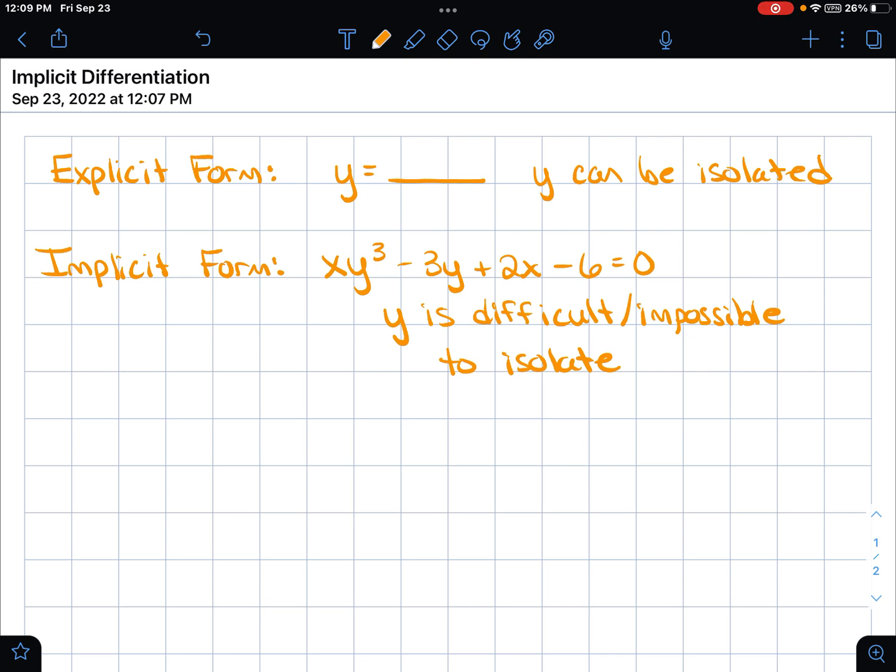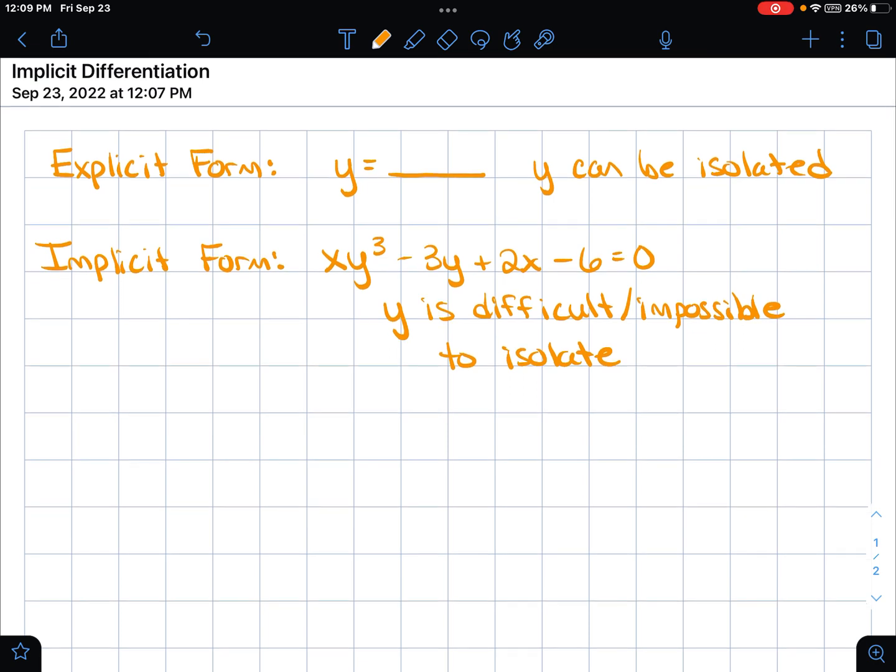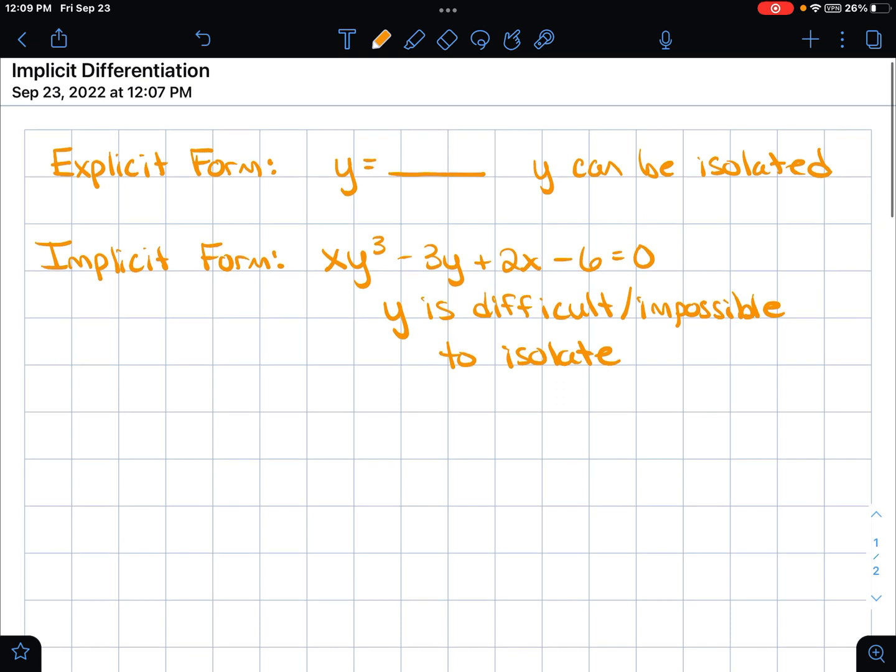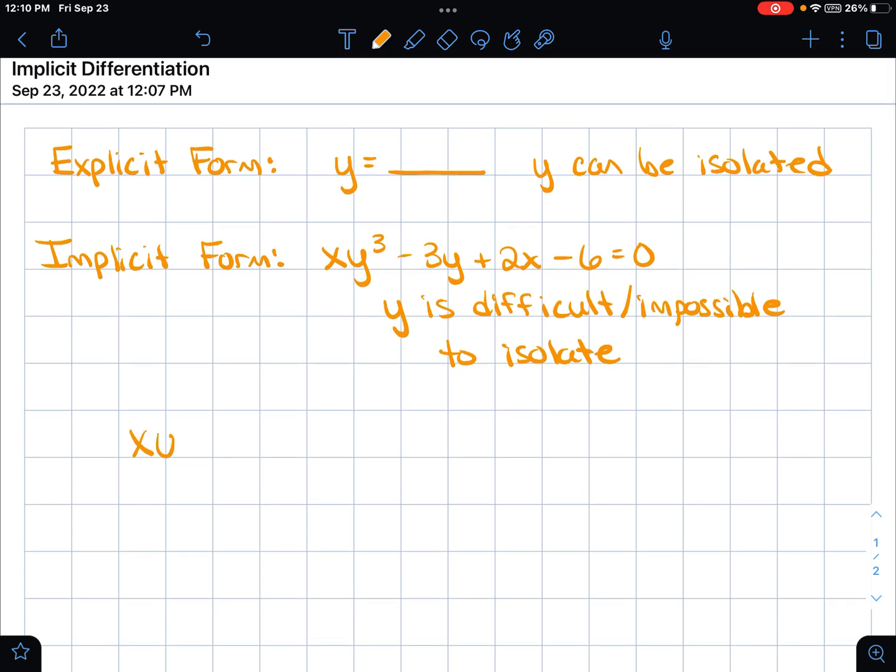If I said, let me find something that's not going to be too crazy. Let's just do this one. Let's just say I have x times y equals 4. I could easily isolate the y. Absolutely, no doubt about it. But just for the sake of argument, I want to show you how to find the derivative of this in the form that it's in. So in this implicit form, with y not being isolated.